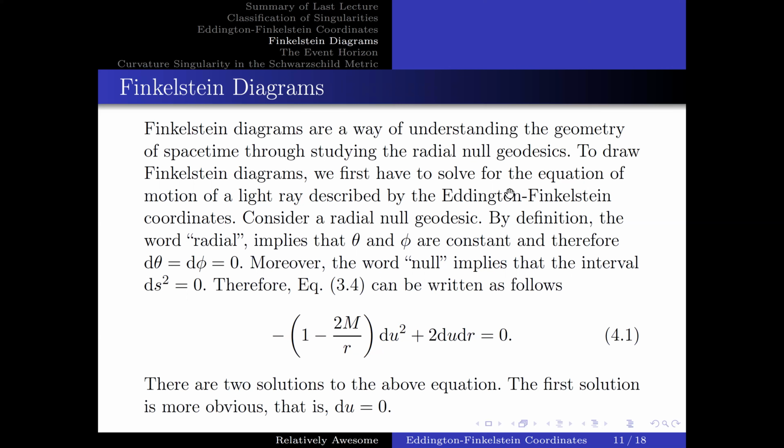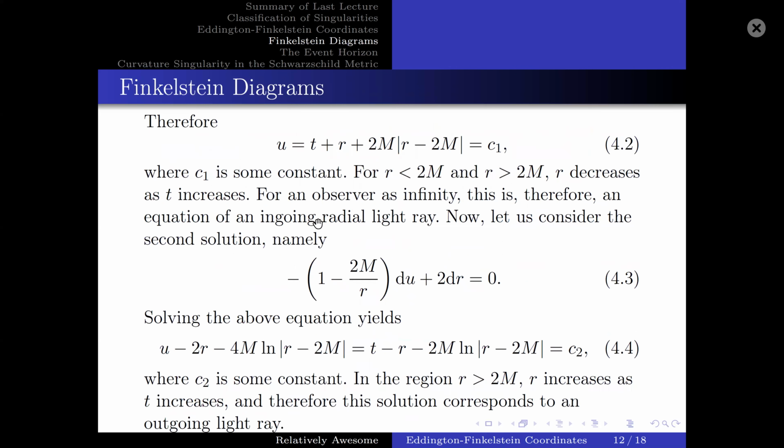By definition, the word radial implies that theta and phi are constant, and therefore d theta and d phi are zero. Moreover, the word null implies that the interval ds squared equals zero. Therefore, equation 3.4 can be written as follows. There are two solutions to the above equation. The first solution is more obvious. That is du equals zero.